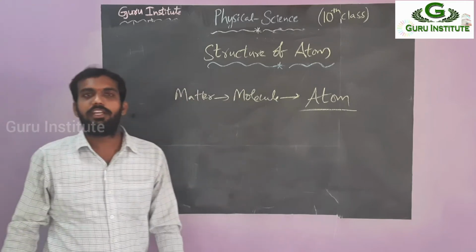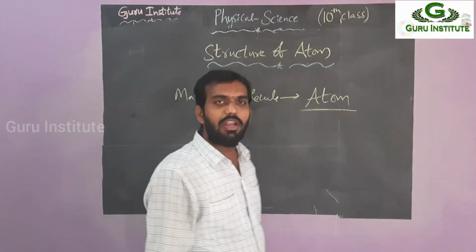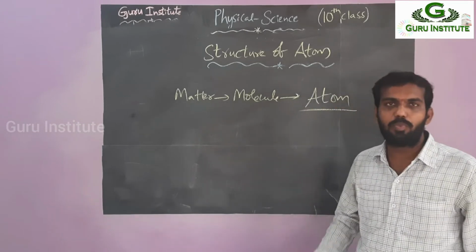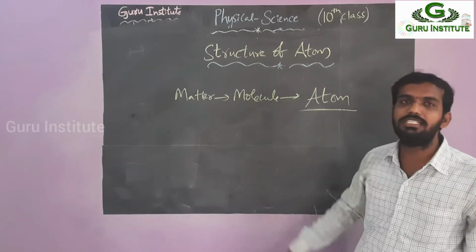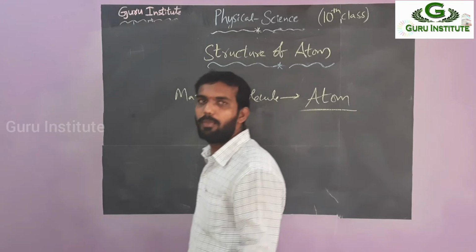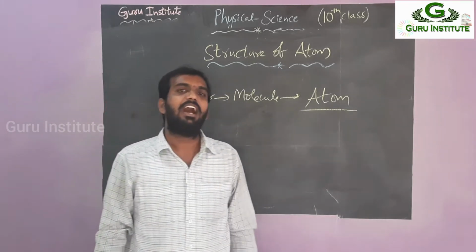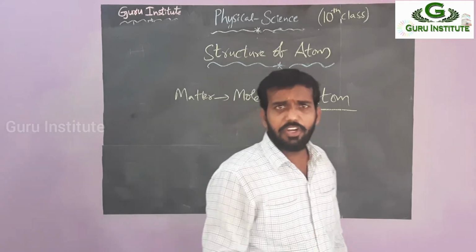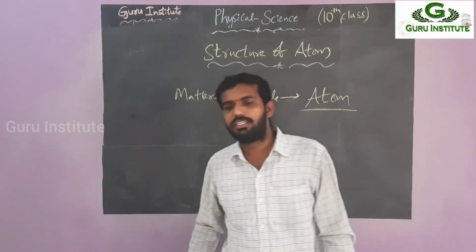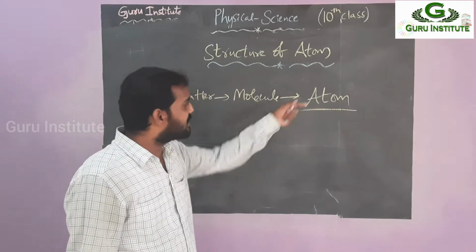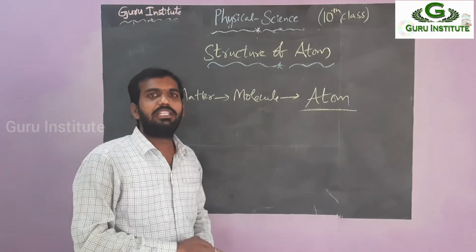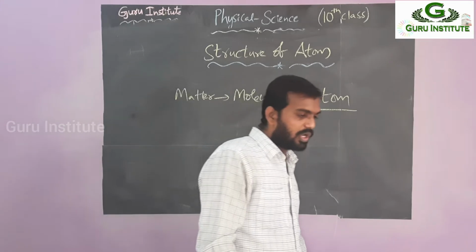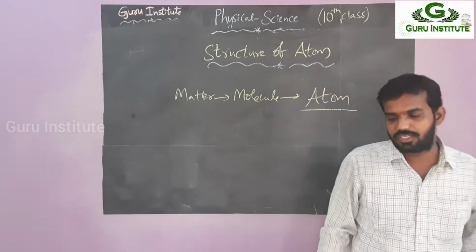Any object or any material, anything, we call it matter, right? If you divide it into pieces, that is into parts, then each part we call a molecule. Again, if you divide the molecule, then it is called an atom. An atom we can't divide any more, right? But inside the atom, we have three subatomic particles. That is electron, proton, and neutron, right?